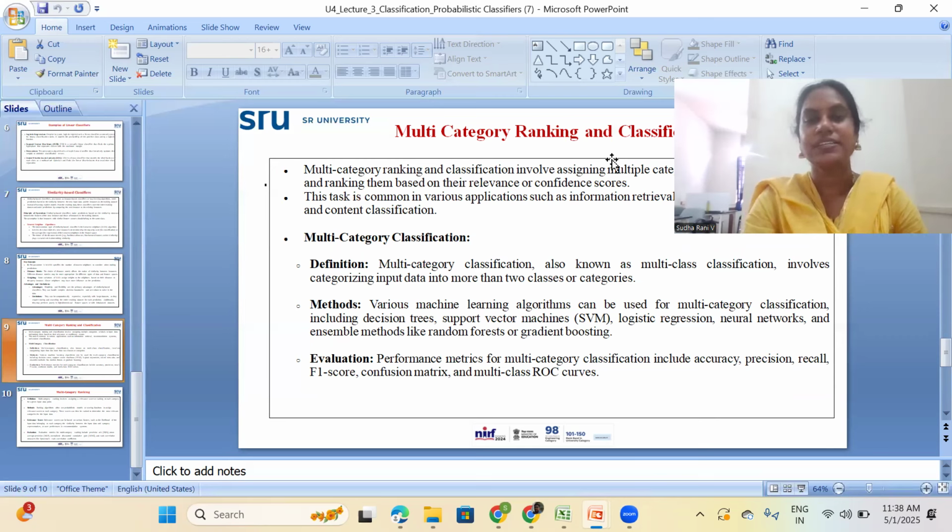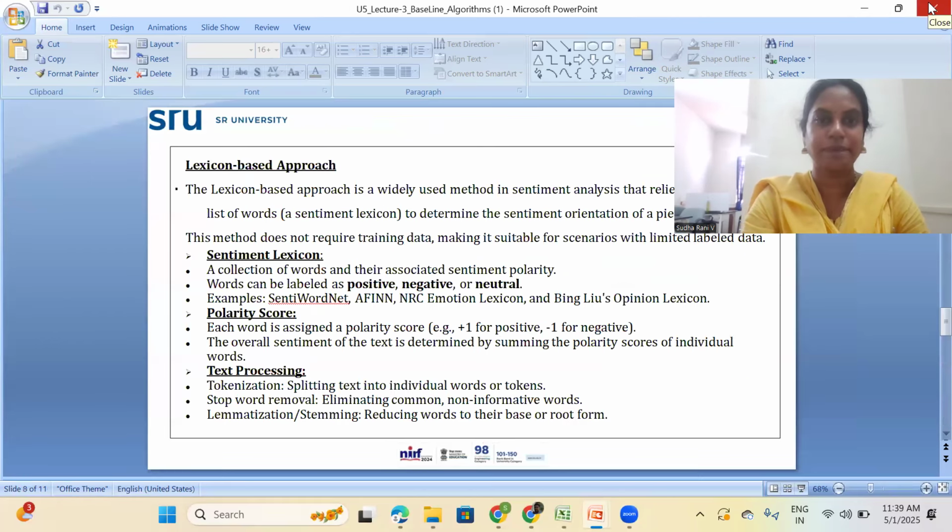Various machine learning algorithms can be used for multi-category classification, especially decision trees, support vector machines (SVM), logistic regression, neural networks, and ensemble methods like random forest or gradient boosting. Evaluation: the performance metrics for multi-category classification include accuracy, precision, recall, F1 score, confusion matrix, and multi-class ROC curves. So this is the explanation regarding classification and the classifiers. Now let us check another topic.